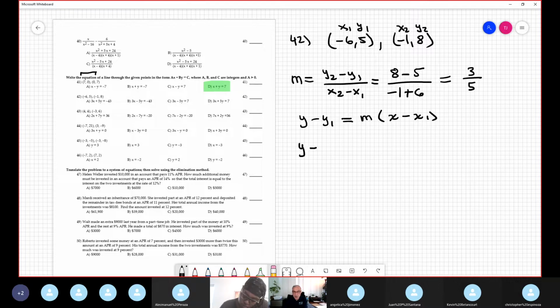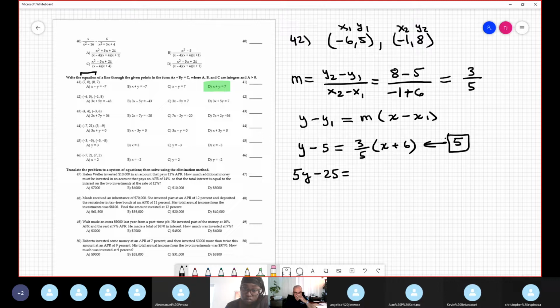So it's y minus y1, which is 5, is equal to 3 over 5, parentheses, x minus, again, plus 6. But the answer is in standard form, so I need to remove the fractions and put the variables on the left part. I multiply the whole thing by 5. You multiply the entire equation by 5. We have 5y minus 25, because 5 times y is 5y, 5 times 5 is 25, and 5 times 3/5 is just 3, because the 5 is canceled out here.